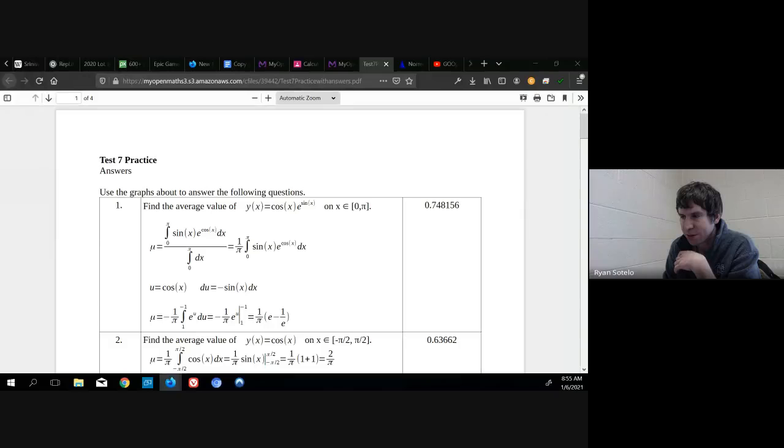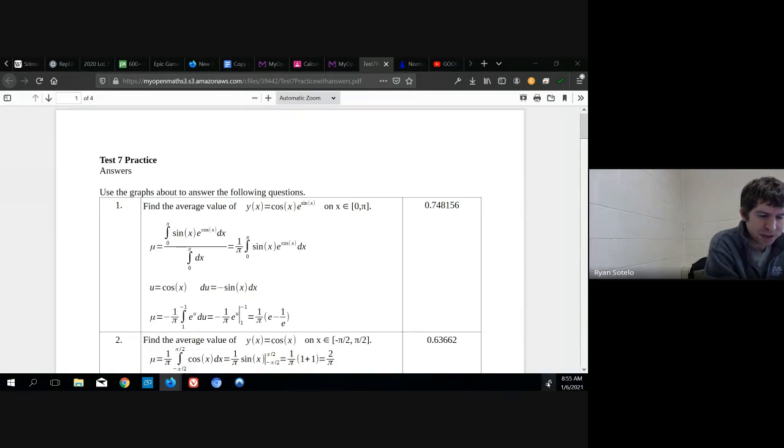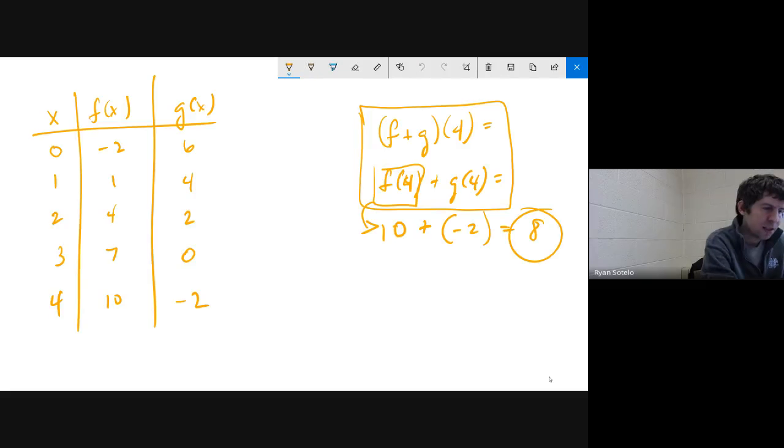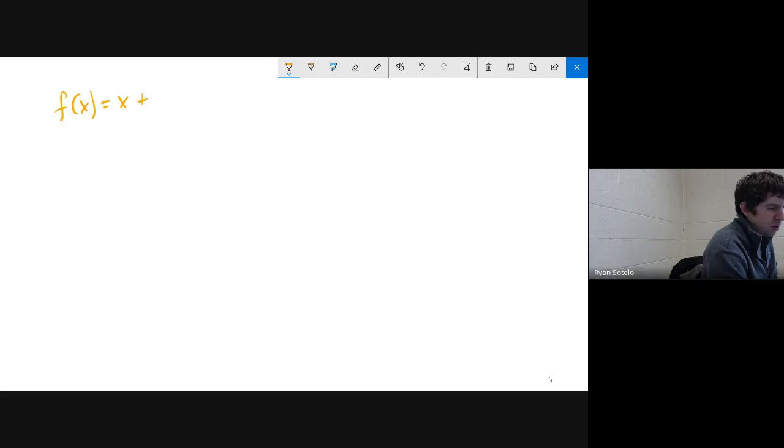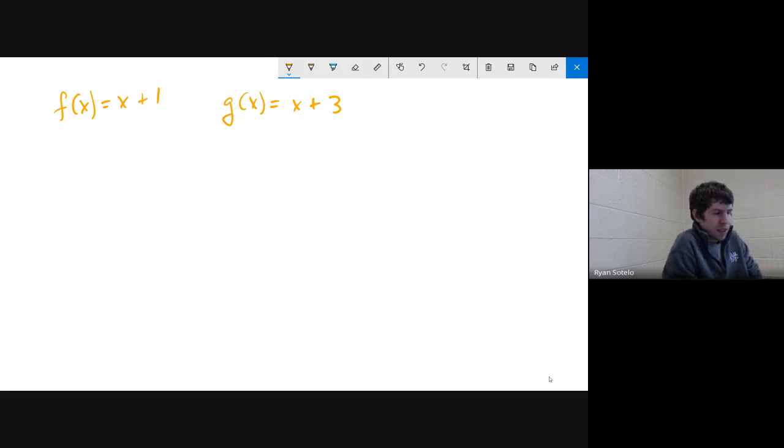With my drawings. Okay, so hopefully you see a screen that I'm writing on. A composition of functions is a little bit different. Here's how you write it. Let's say f of x represents x plus 1, and g of x represents x plus 3. We'll just keep it simple. I probably should have color-coded those, but whatever.